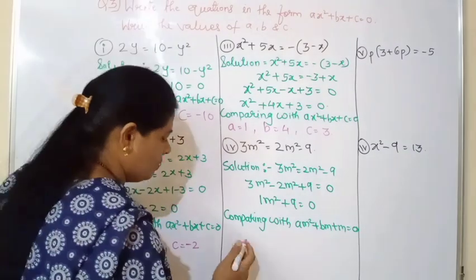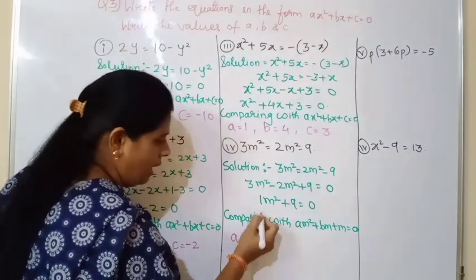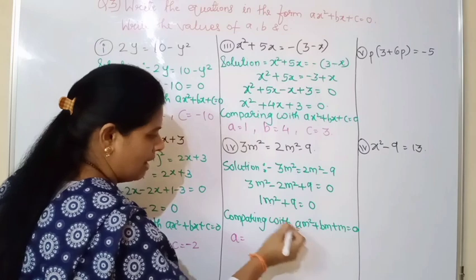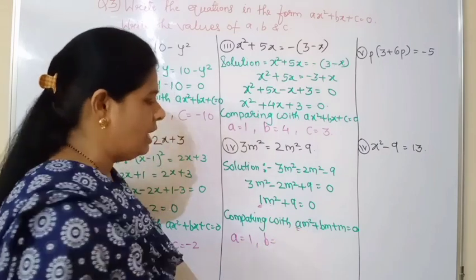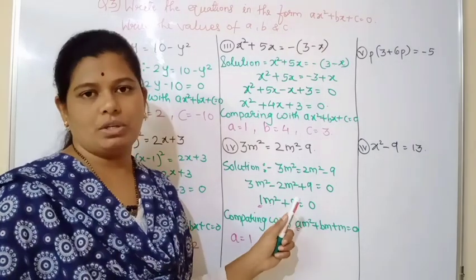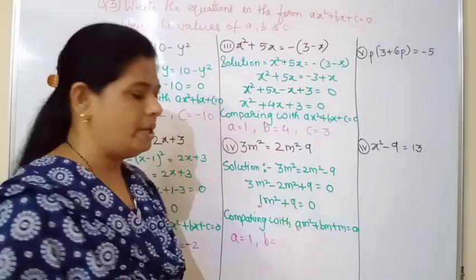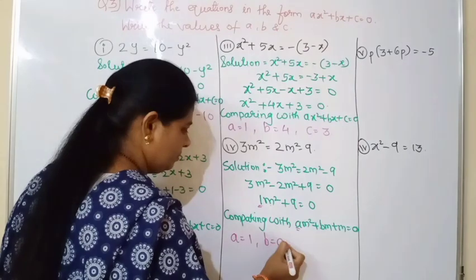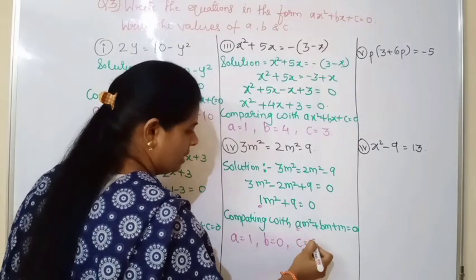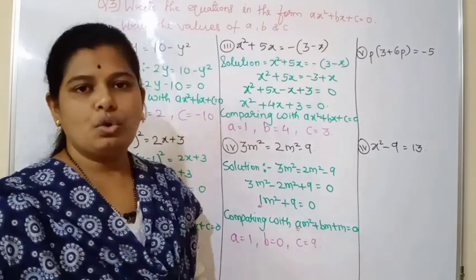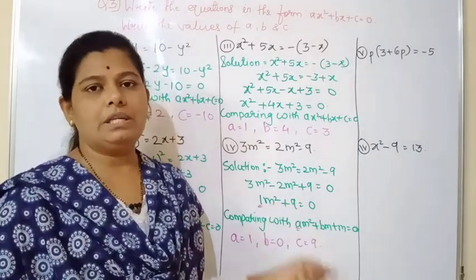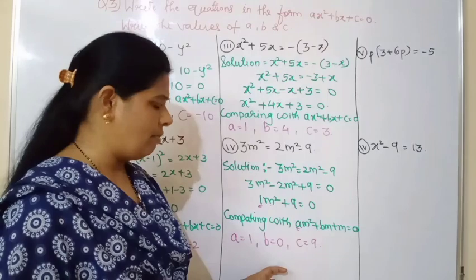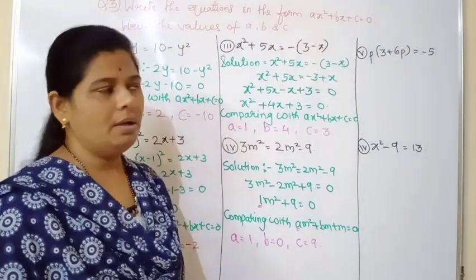Now what is the value of a here? A equal to 1, m square. So the value of a is 1. Value of b: there is no middle term in this equation, so we will take the value of b as 0. And the value of c is 9. So from this you can see that even though there is no middle term, it is still a quadratic equation and we can find the values of a, b, c.